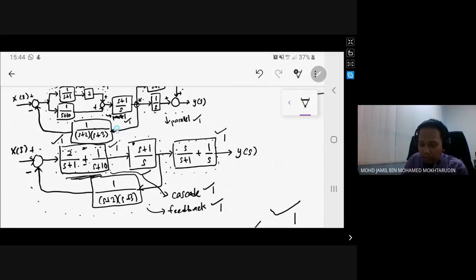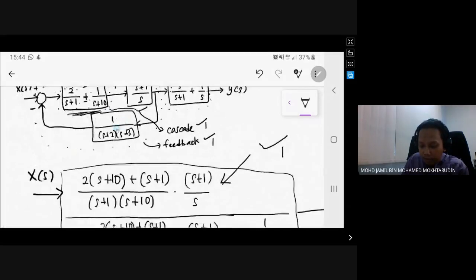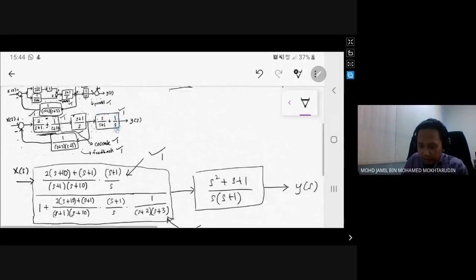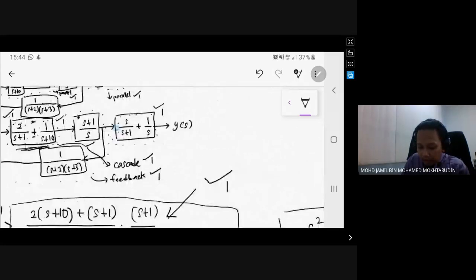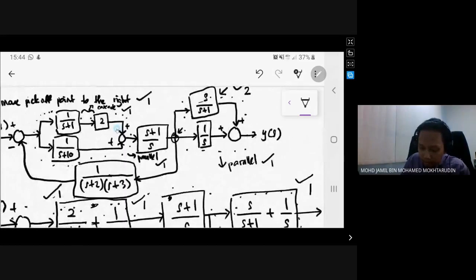Dari awal saya move to the left. Itulah yang saya kata tadi, tengoklah ada cascade ke, ada feedback ke. Saya rasa ramai yang buat cascade dengan parallel here. Pening lah move to the left. Tahu pun. Okay. So maybe you get 4 marks, 4 markah dekat sini, okay? 4 marks by simplifying cascade and parallel.